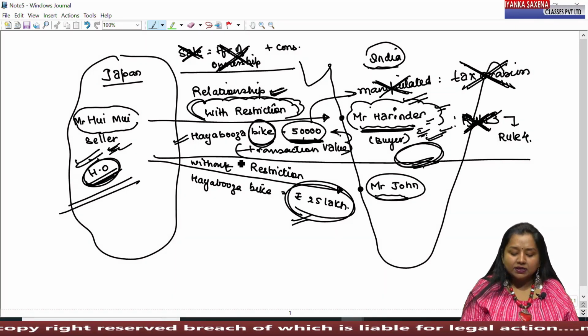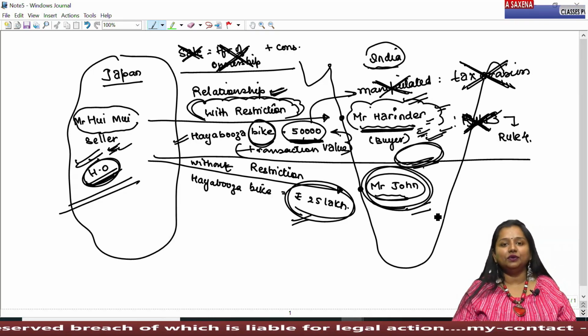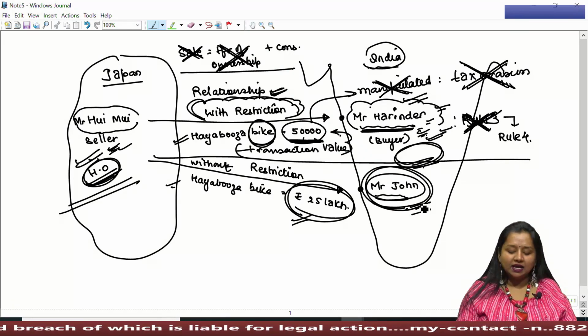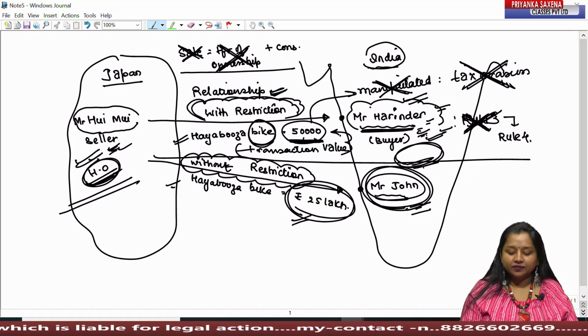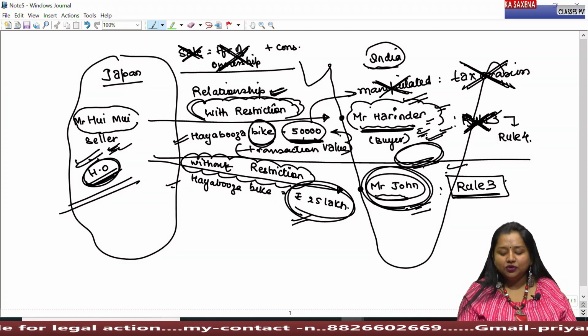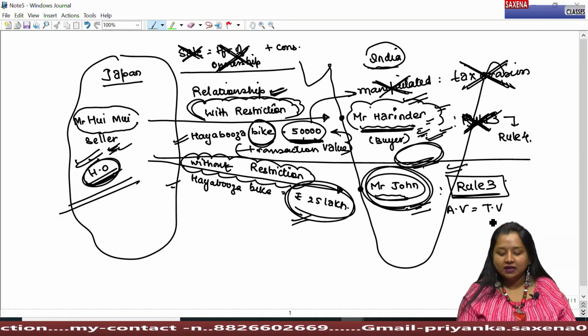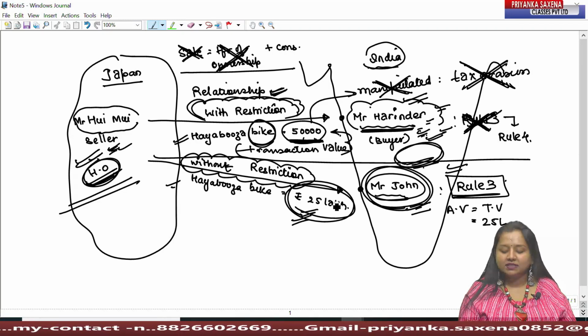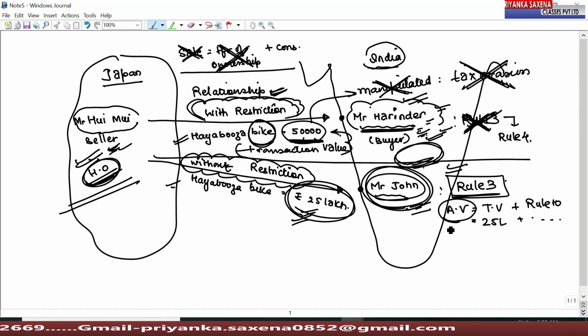Now further, lawmaker also says that if Mr. Huimui supplies the similar kind of goods, the identical kind of goods, the same goods to any other person in India without restriction, then only rule 3 can be applied, where while computing assessable value, transaction value can be considered, that is the price shown in the invoice is to be considered, in which additions under rule 10 in the name of freight, insurance and other expenses, other expressed additions, we can add thereupon to determine the assessable value.